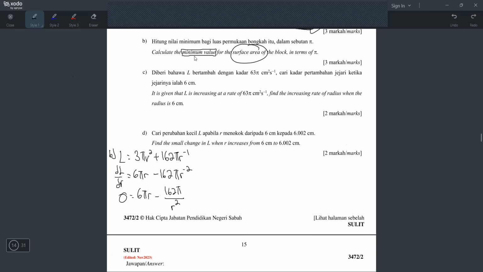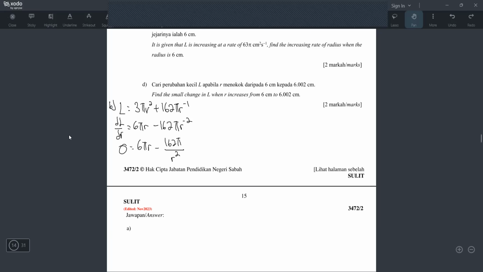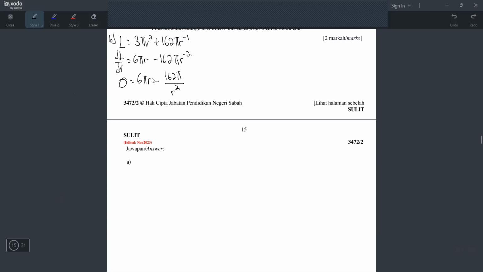Right? Why equals 0? Because minimum, right? But what if they say maximum? Same also. If they say maximum, you also do the differentiate equals 0. Same. Minimum, maximum, turning point, the method is the same, right? And now you can find your R. Alright. So how to find your R? You can move the whole negative to the other side here, so it becomes 162 pi over R square, because the whole thing moves here and becomes positive, and then equals to 6 pi R.